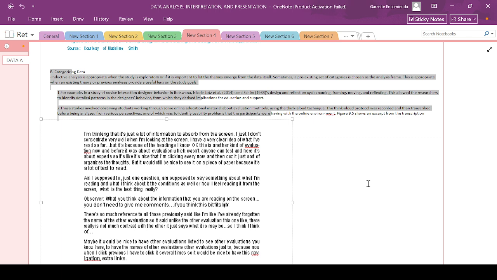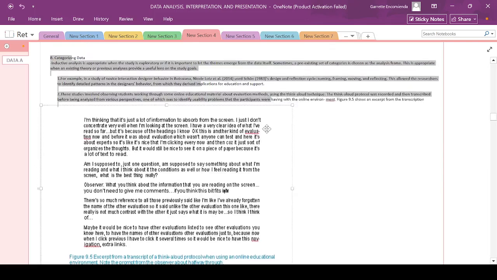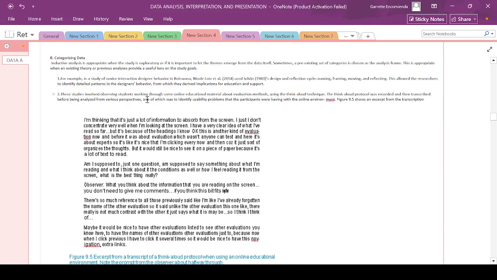These studies involve observing students working through some online educational material about evaluation methods using the Think Aloud technique. The Think Aloud protocol was recorded and then transcribed before being analyzed from various perspectives, one of which was to identify usability problems that the participants were having with the online environment. Figure 9.5 shows an excerpt from the transcription. So I'm thinking, so this is our Think Aloud technique that they have done.